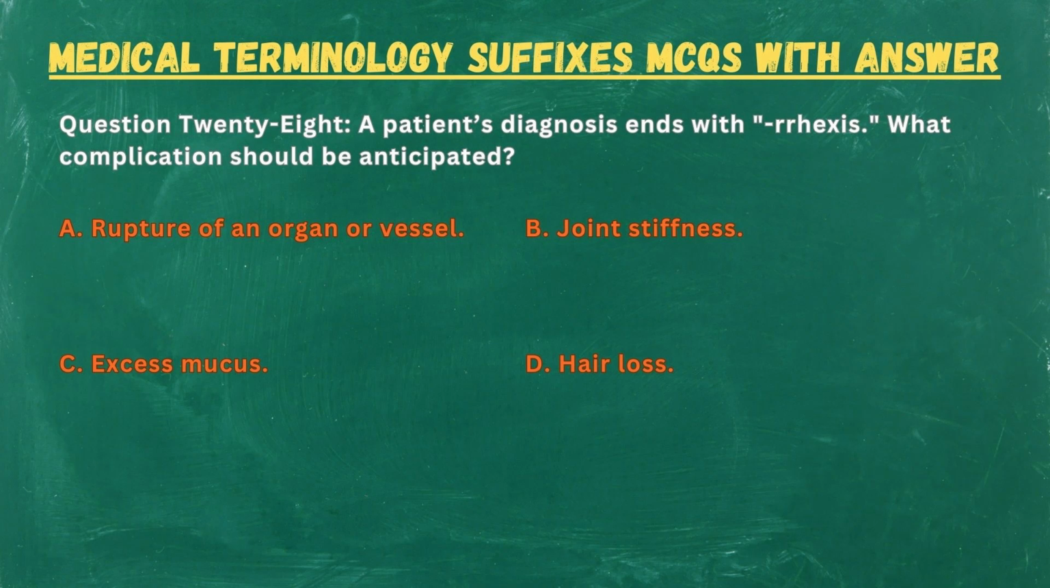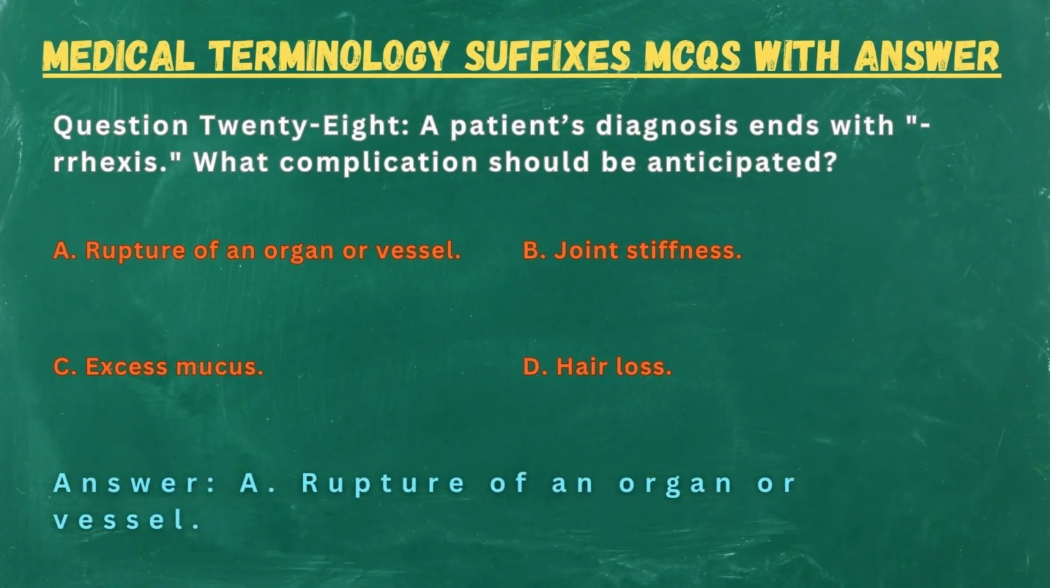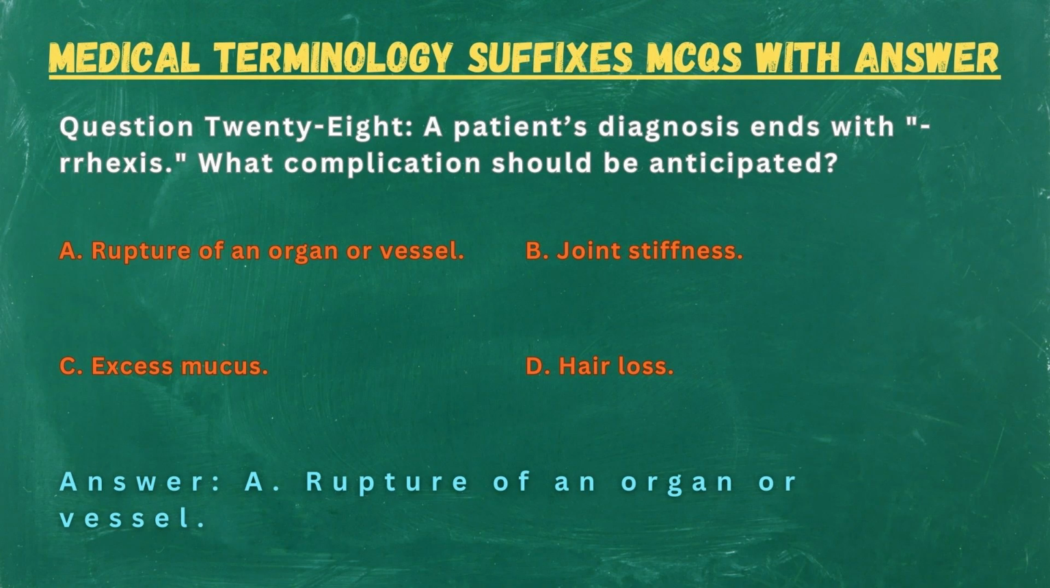Question 28. A patient's diagnosis ends with rhexis. What complications should be anticipated? A. Rupture of an organ or vessel. B. Joint stiffness. C. Excess mucus. D. Hair loss. Answer A. Rupture of an organ or vessel.